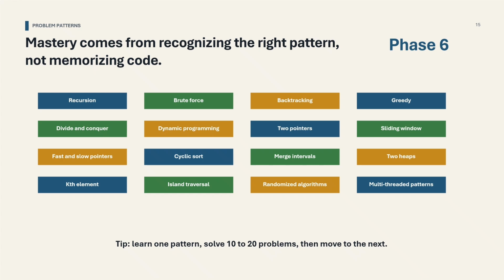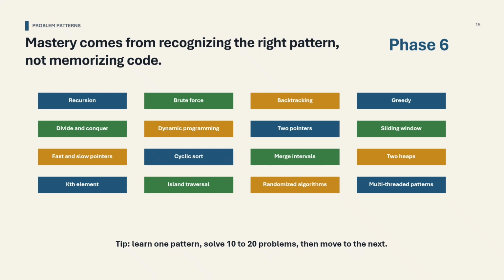Then island traversal. It is used in grid problems, usually with DFS or BFS. And then randomized algorithms use randomness to make decisions like randomized quicksort. Last, multi-threaded patterns, which are more important and more advanced and useful when dealing with concurrent programming.